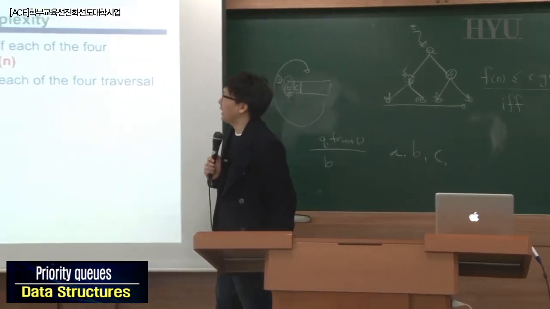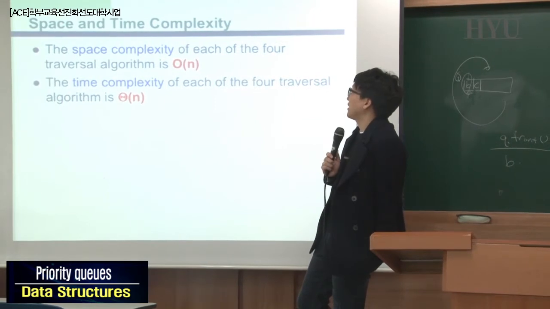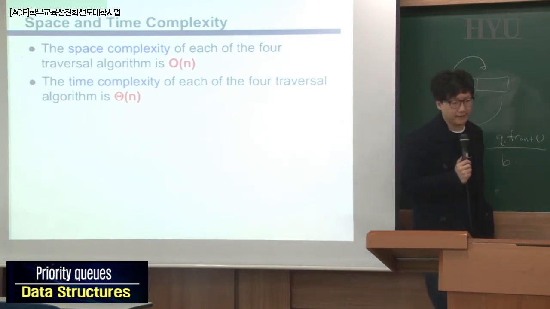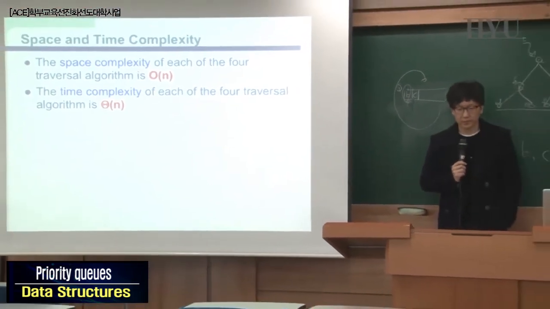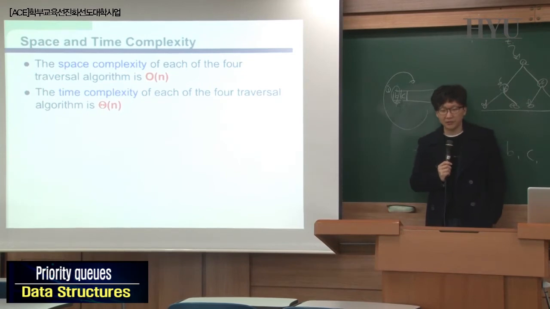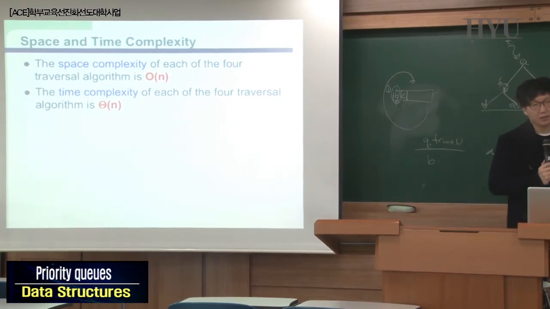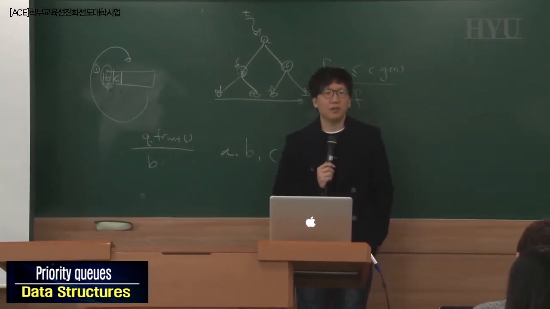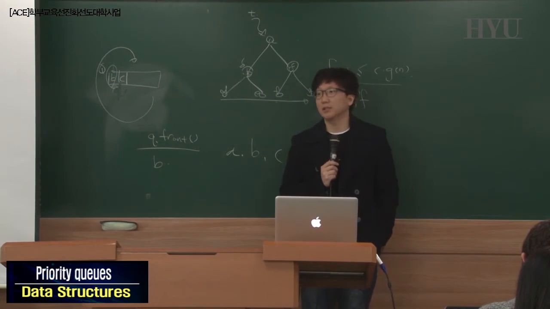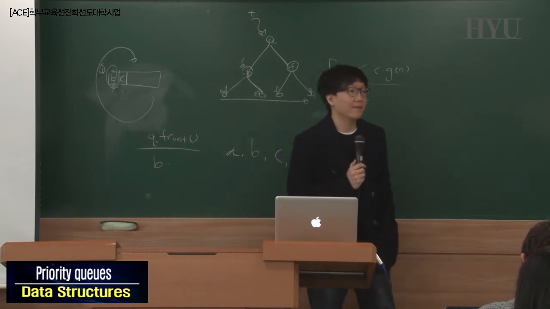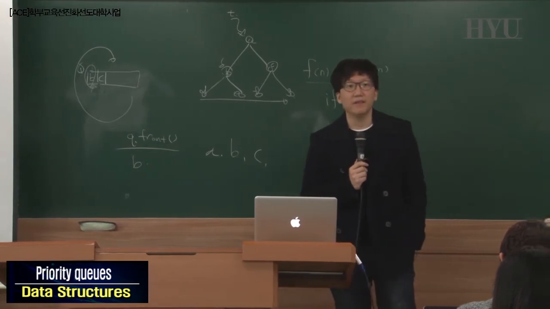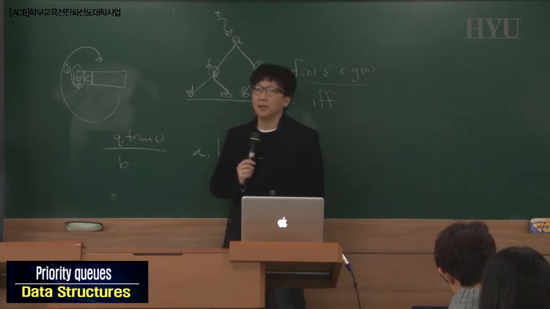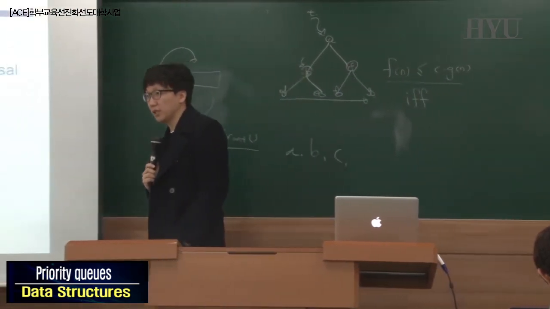So space and time complexity. The space complexity of each of the four traversal algorithms is order n. The time complexity of each of the four traversal algorithms is theta n, that's order n. Why? Because you are eventually visiting every single node in the tree. So it's still big O of n. Either way you have to visit all n nodes. So the worst case time is still big O of n. You're dealing with n elements in the tree.